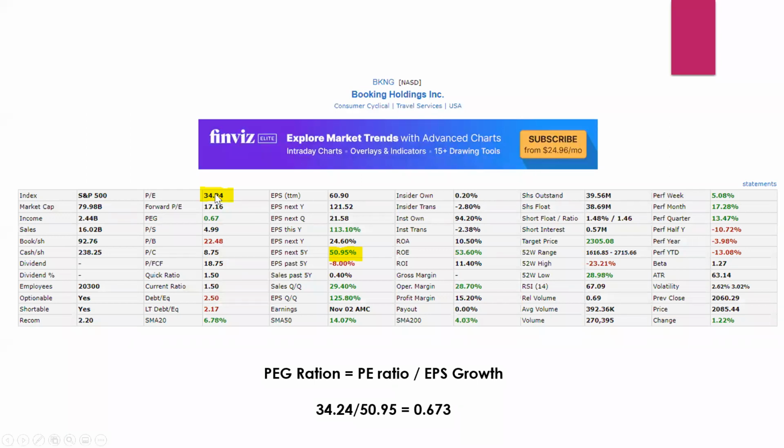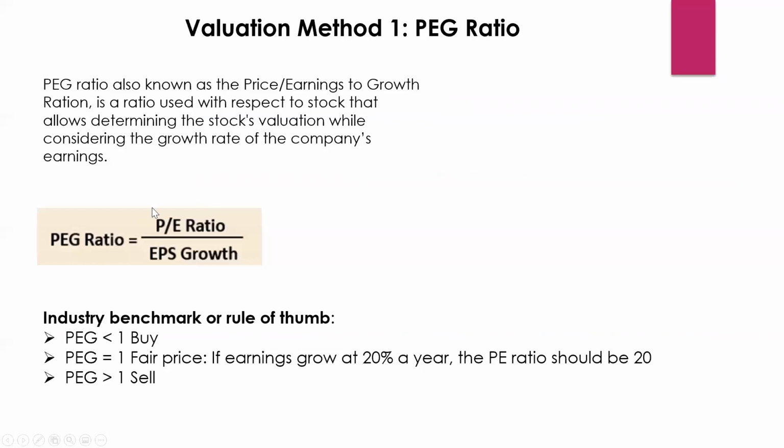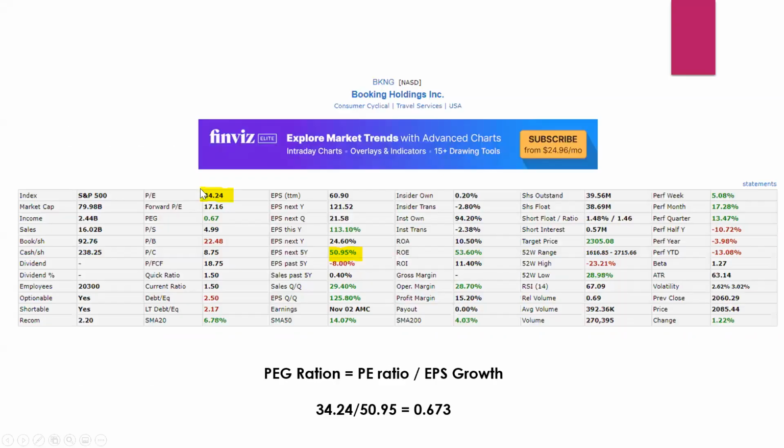Now, to get the PEG ratio, we take this PE ratio and divide it by the growth here, which I've just highlighted. If we get less than 1, so the PE ratio is 34, and the EPS growth for the next 5 years is 50.5, divided, it gives 0.63. That means the Booking stock is currently undervalued, and we can invest in it. That's how we can evaluate a stock based on the PEG ratio.